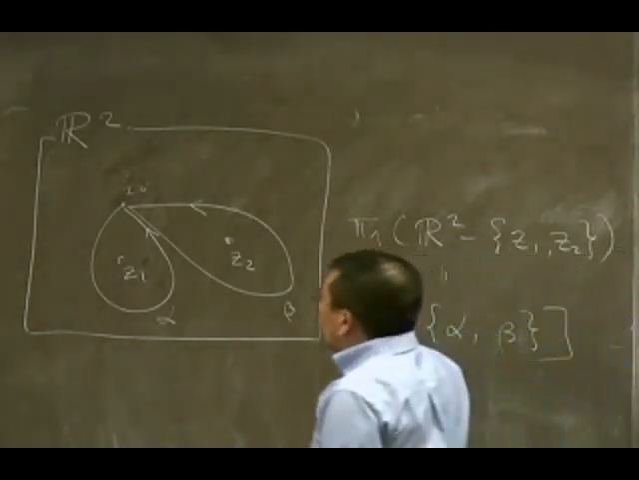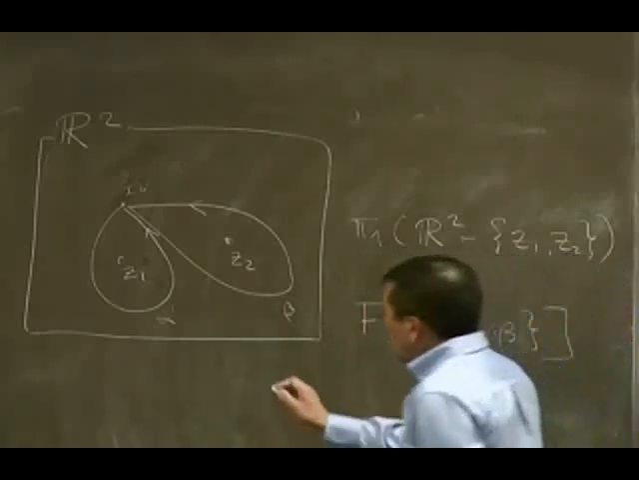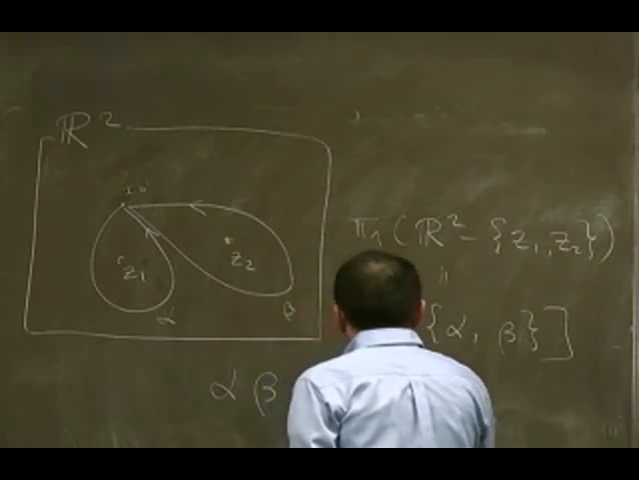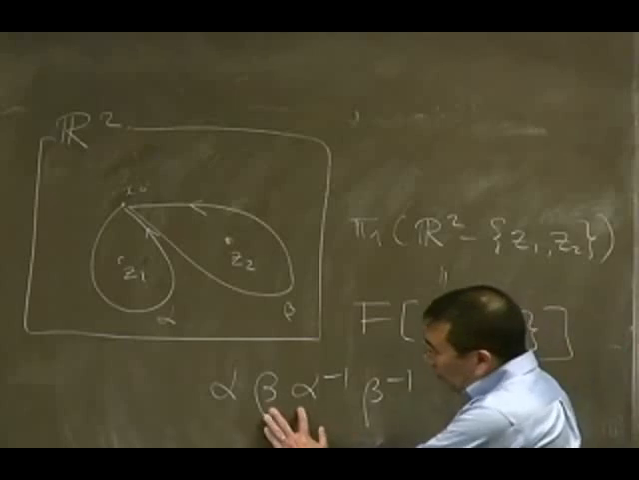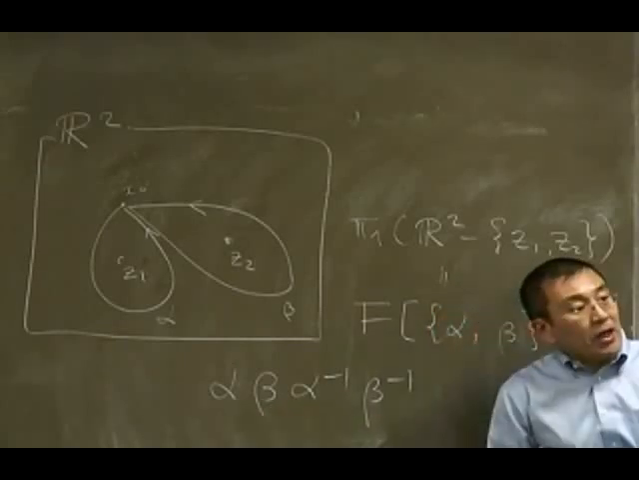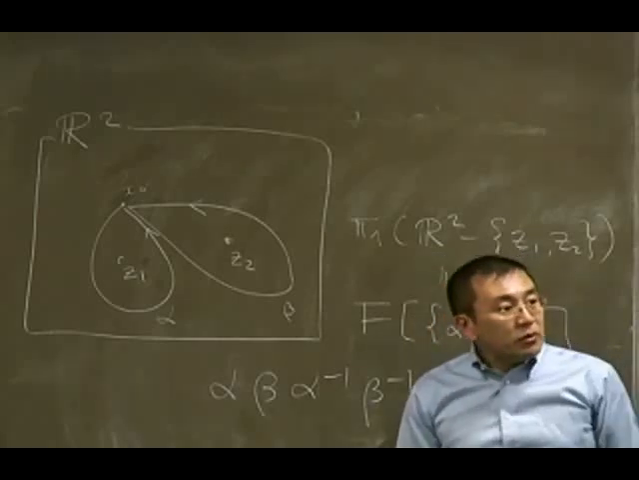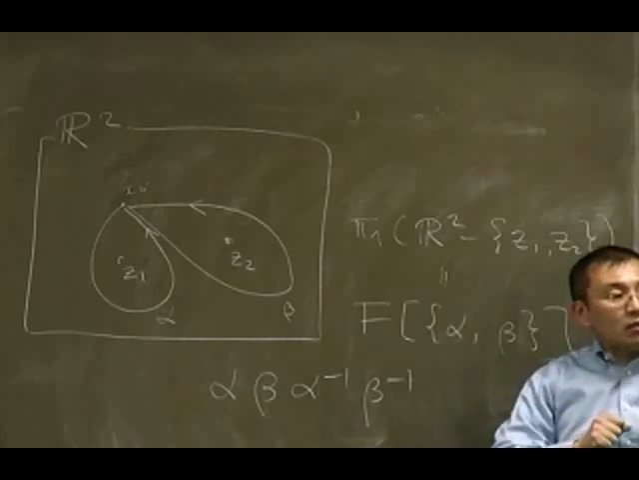So, for example, you can show that. So in particular, this is non-Abelian. For example, you have alpha, beta, alpha inverse, beta inverse. If this group were Abelian, then you could commute alpha and beta, and then this would become the identity. But you can see that this is not a trivial loop. You cannot continuously deform this into an identity map.